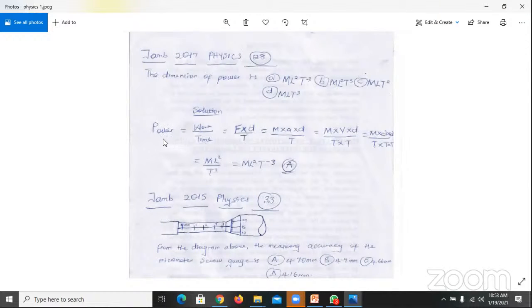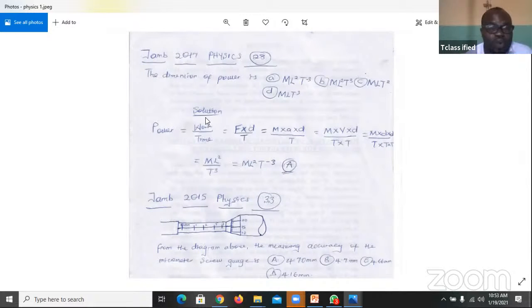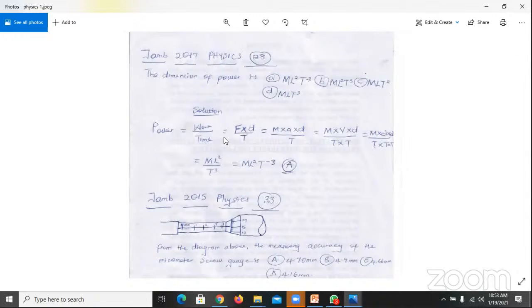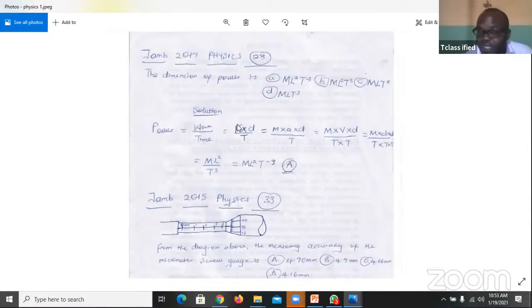So power, you need to know the definition of power. Power is work done over time, isn't it? Then you need to know that work is force times distance. This time is already here, you put the time here. Then you need to know that force is mass times acceleration. So you still bring out the D here and the T here. Then you need to know that acceleration is equal to velocity over time. So in place of A, you're introducing V over T.